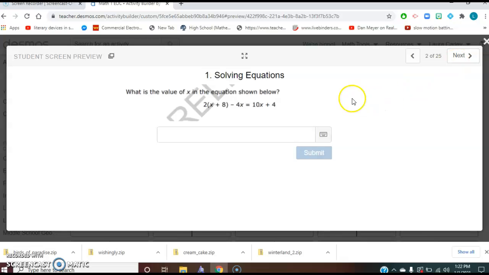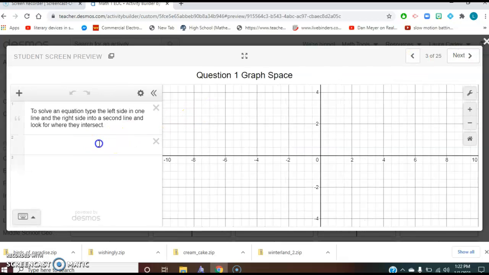Desmos can help you solve equations. It's super easy when there is an x on both sides. All you're going to do is type the first part of the equation, whatever comes before the equal sign, into one line, and then whatever comes after the equal sign into a different line. So I might have to go back and forth because I have a horrible memory. And here's the instructions again.